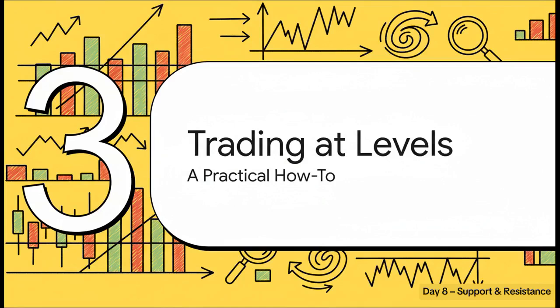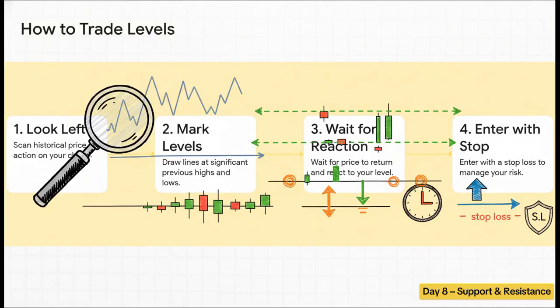So let's get practical. Let's jump into our next section, trading at levels. It really just comes down to a simple 4-step process. Step 1, look left on your chart. History gives you the clues. Step 2, mark your levels. You're just drawing lines where you see those major highs and lows. Step 3, and this one is absolutely crucial, you wait for a reaction. Don't just jump in. And finally, step 4, if that level holds up, then you enter your trade, and you do it with a stop loss already in place.